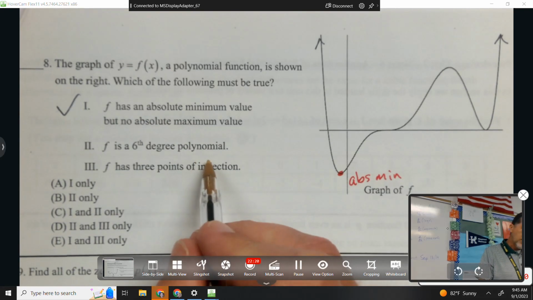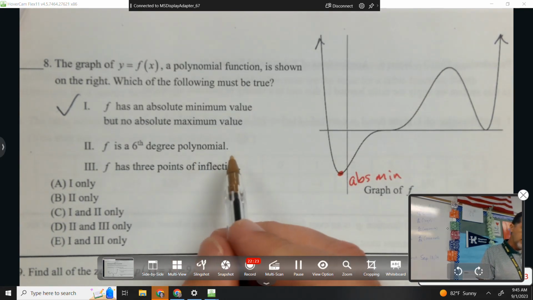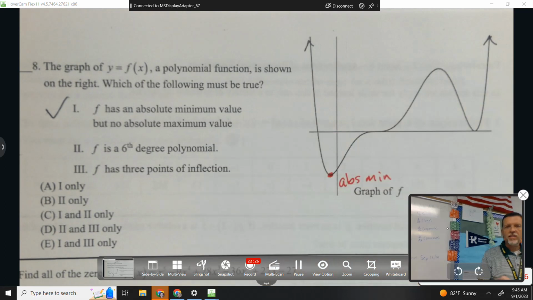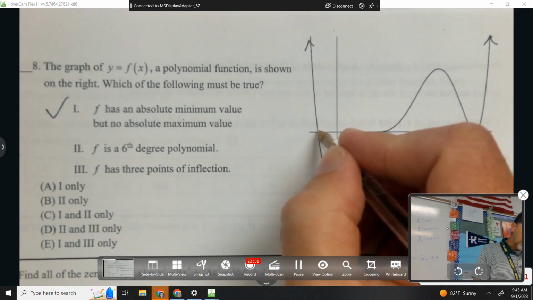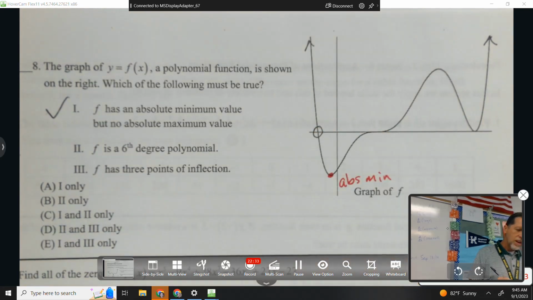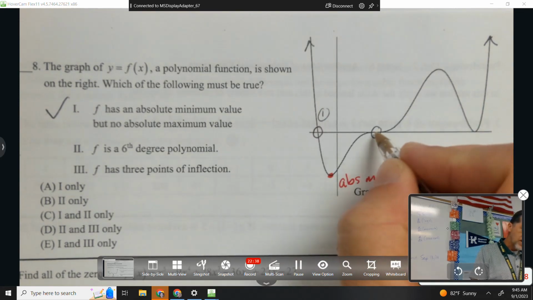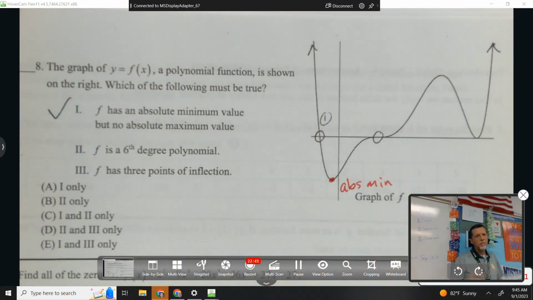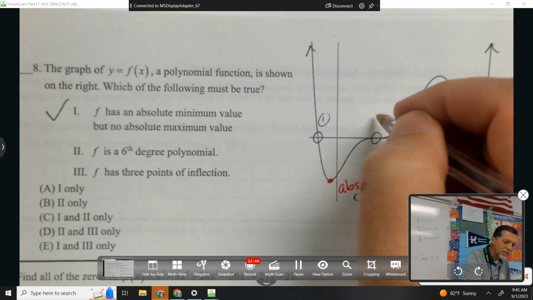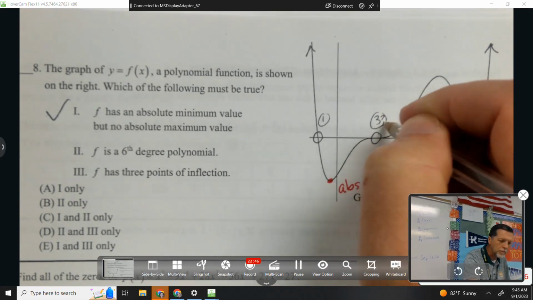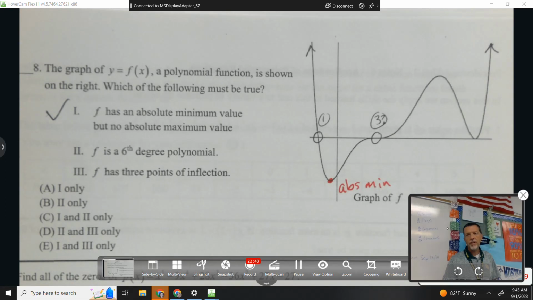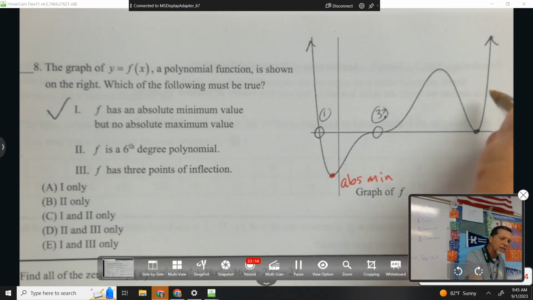F is a 6th degree polynomial. Well, both ends are doing the same thing, so that's even, so maybe. Let's count the roots. There's 1. How many is this? It's 3, or, well, actually I'm not even convinced it's 3, but it might be 3. It's at least 3, maybe put it that way, right? Because it does the wiggle thing. And how many roots is this? 2, maybe. It's at least 2.